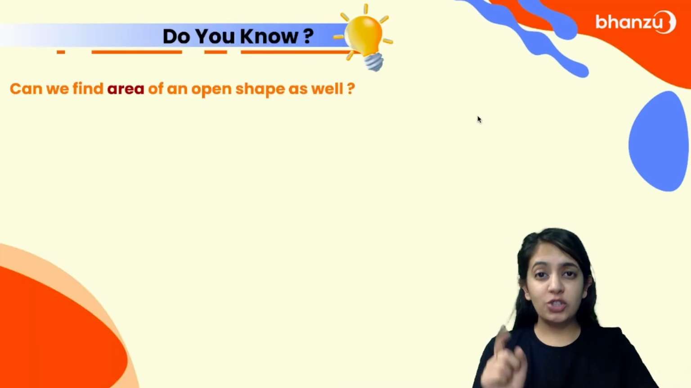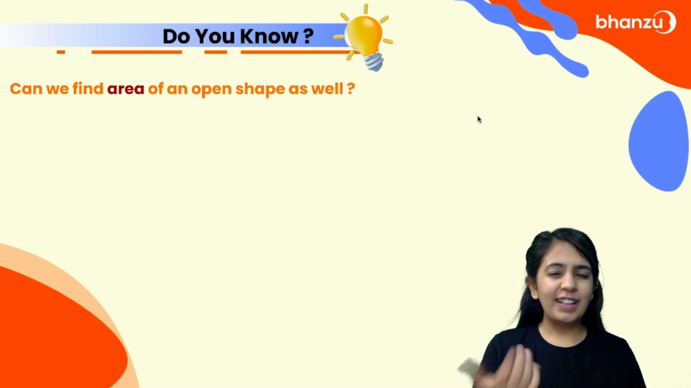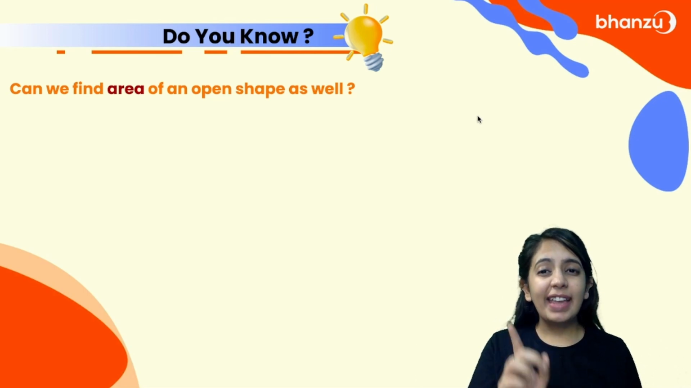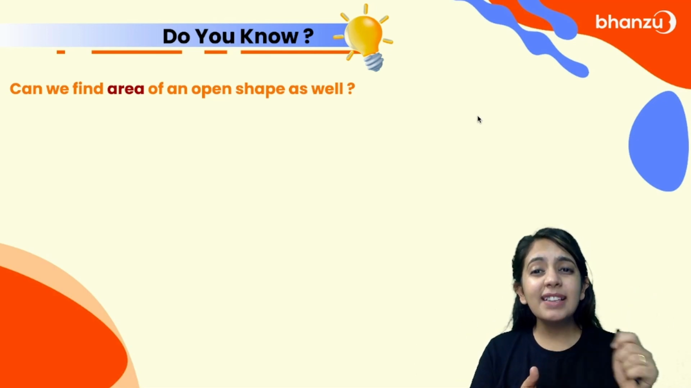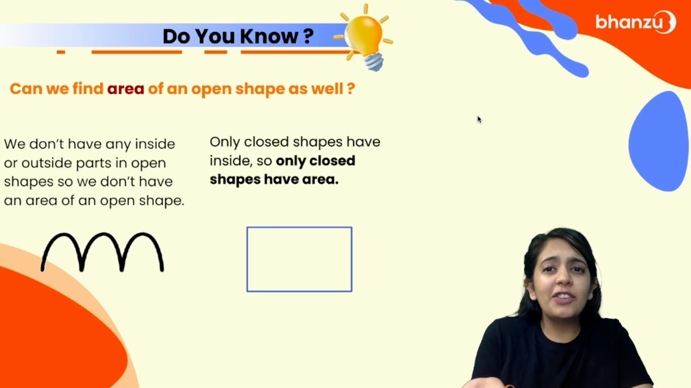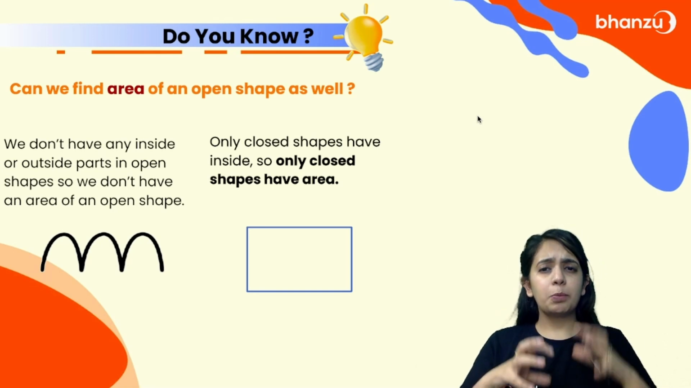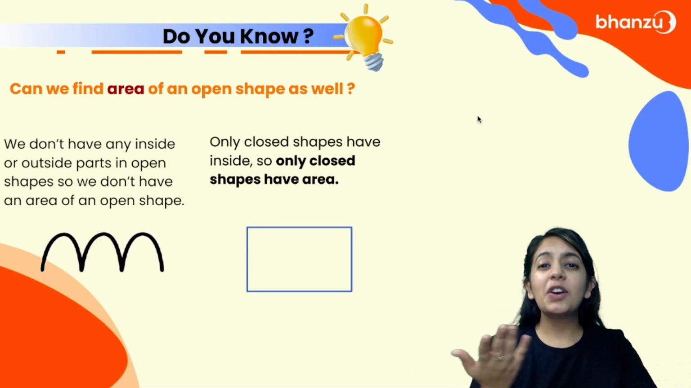Alright, now here is a question for you to think about. Can we find area for open shapes as well? What is area? Area is the region enclosed by the boundary of the shape. Area is the space inside the shape. In open shapes, there is no inside or outside, so we cannot find area. But in closed shapes, there is a proper inside part and outside part. So we can calculate area only in the case of closed shapes.